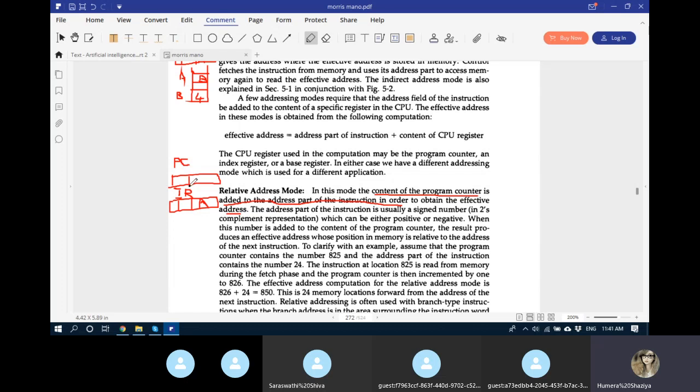Now, how do you get the address? You get the address by adding A plus 1. A is the address part of the instruction register plus whatever is there in PC. So suppose this is equal to B, then in memory you will have B, where you will find 4. 4 is our operand. So actually this whole idea is about finding the address of the operand.